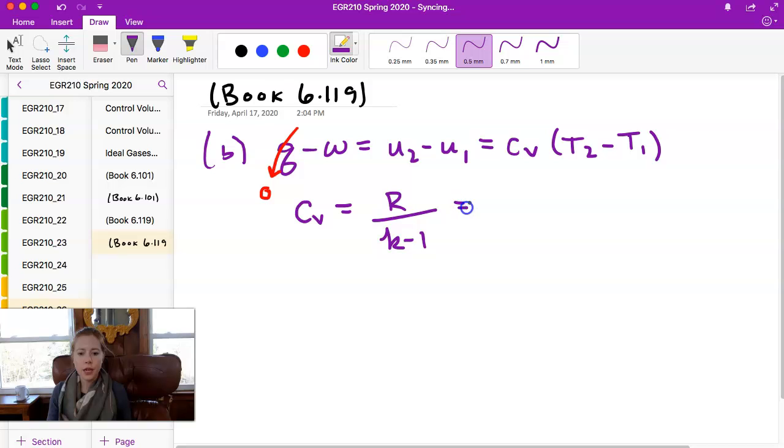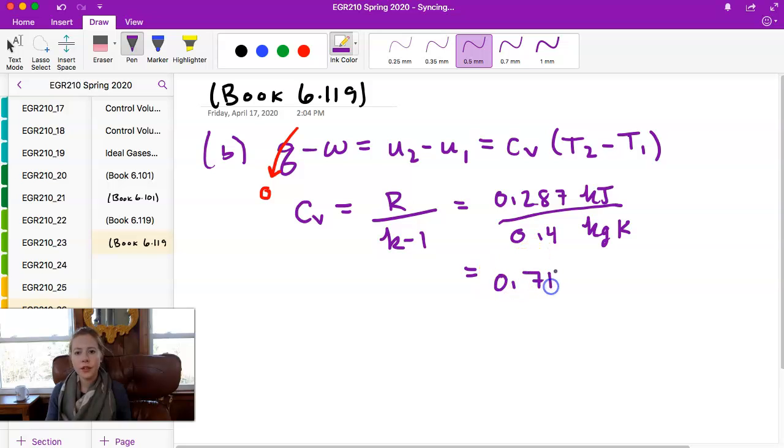And this is going to be equal to 0.287 kilojoules per kilogram Kelvin, divided by 1.4 minus 1, which is 0.4. And this is going to give us a Cv of 0.7175 kilojoules per kilogram Kelvin. And then finally, we can solve for W.